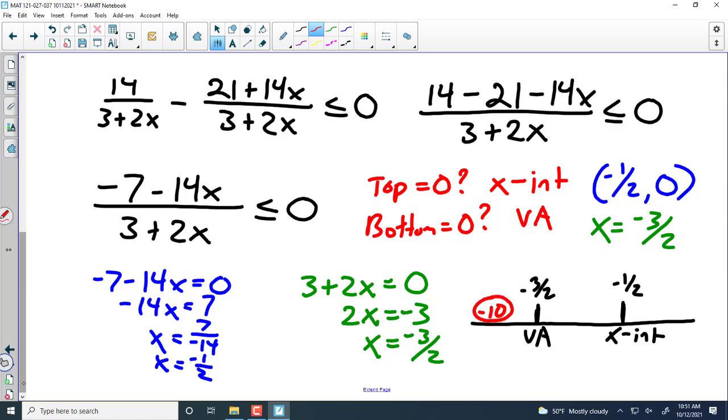There is one good number to pick between negative 3/2 and negative 1/2. What is that? Negative 1. It's the easiest number to pick in between those. And what's an easy number to pick that's bigger than negative 1/2? 0, 10, 1. Go with 0. I like 0. Now, what do we do with those 3 sample numbers? We plug them back into this one, our modified one, to see if we get something positive or negative.